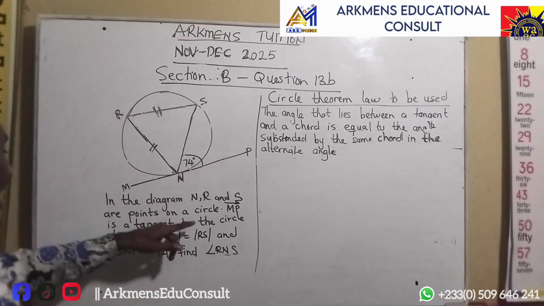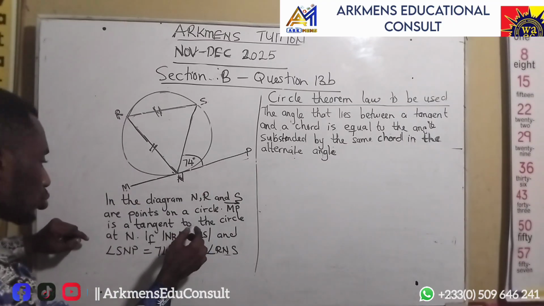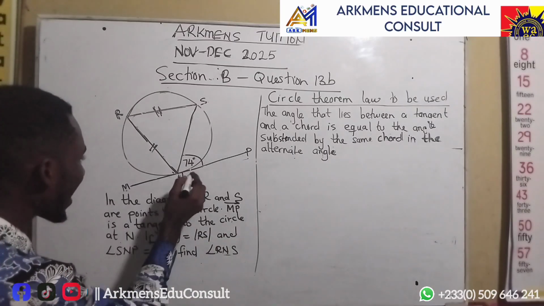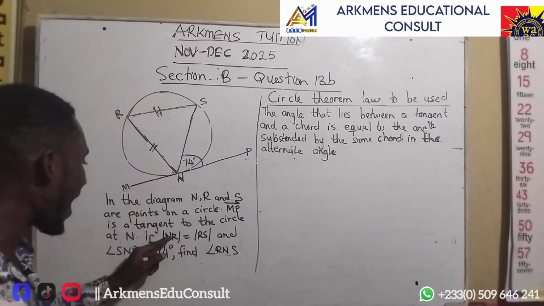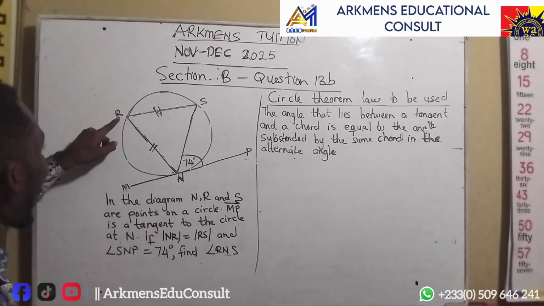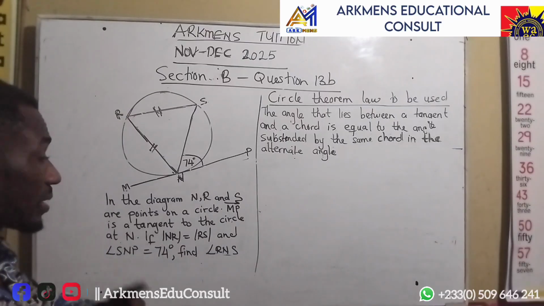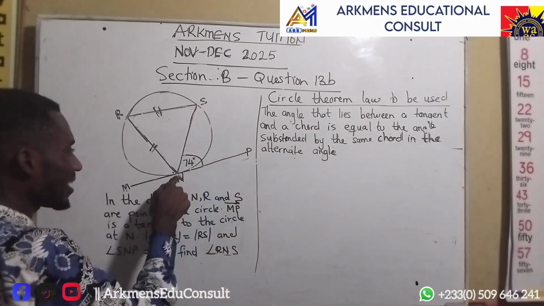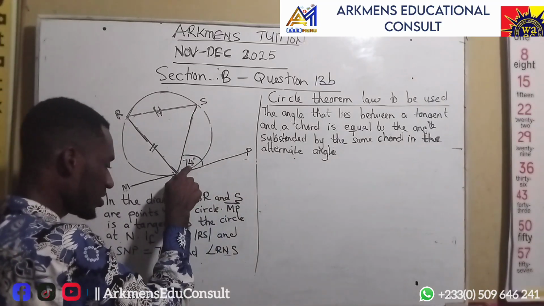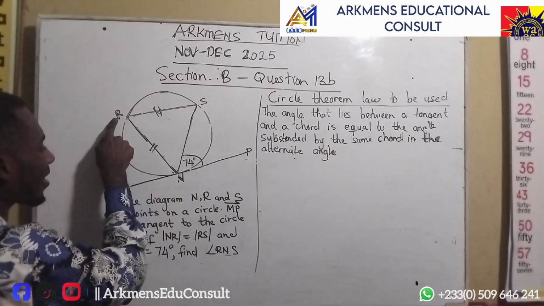Good. MP is a tangent. MP is a tangent. I'll explain that to you later. To the circle at N, meaning that it is meeting the circle here at N. I'll explain to you later on, so relax. If NR is equal to RS, and there's something that is showing that even if they don't write it here, but I'll show you later on, and angle SNP is equal to 74 degrees. Angle SNP is equal to 74 degrees. Find angle RNS.